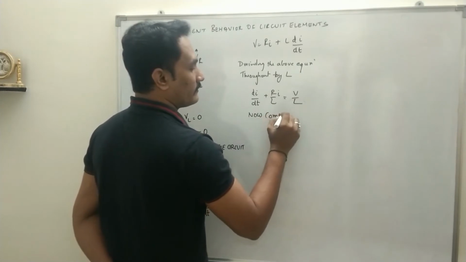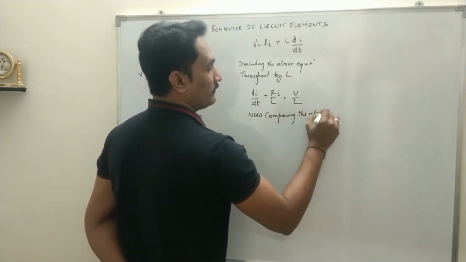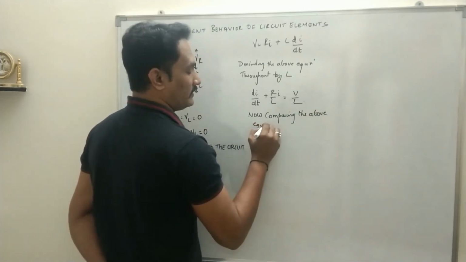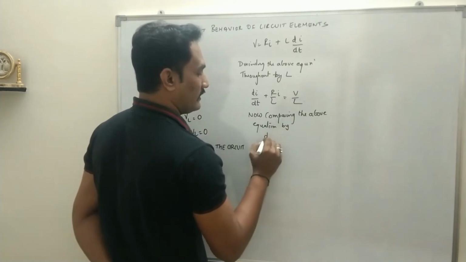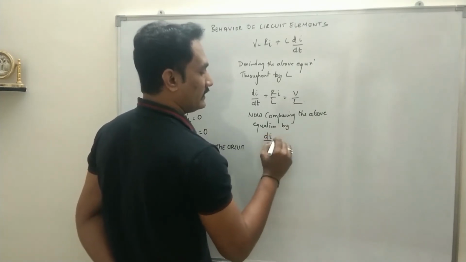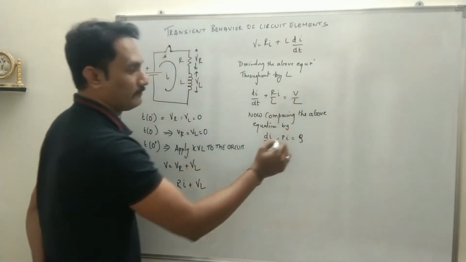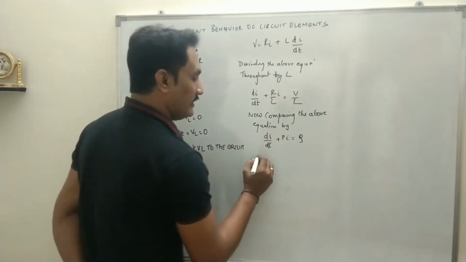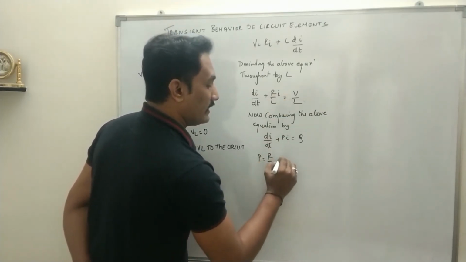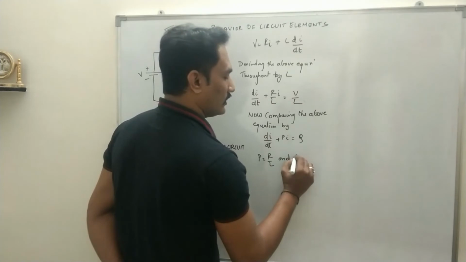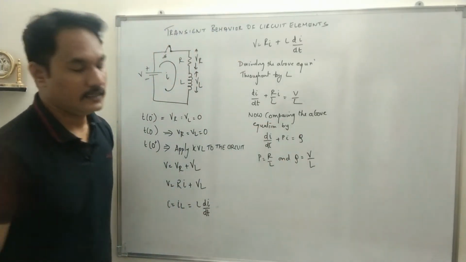Now comparing the above equation with di by dt plus Pi equals Q. If you compare this equation, what we get is P is equal to R by L and Q is equal to V by L.